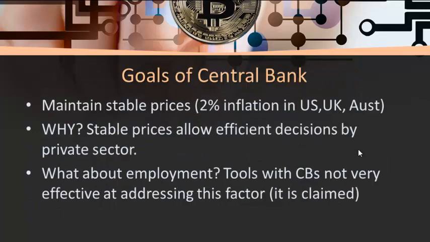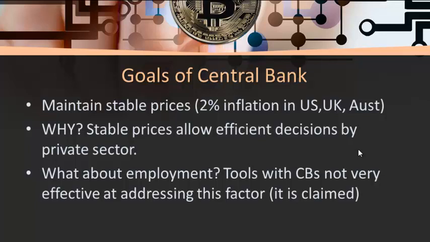So what are the goals of central banks? Well, basically the primary goal is to maintain stable prices. That is, the value of money should be stable. So central bank is in charge of money, and it should make sure that the money is stable. So, for example, in the USA the central bank, what they call the Federal Reserve, Fed, currently has the target that it should keep the inflation around 2%, and in the UK and Australia they have similar targets to keep the inflation rate low. Similarly, in Pakistan the inflation target is 6%.